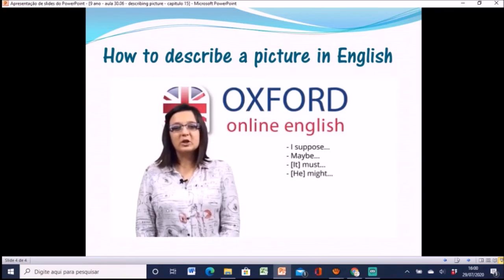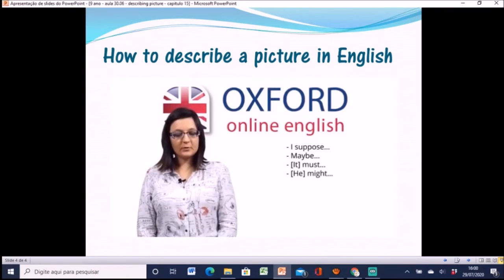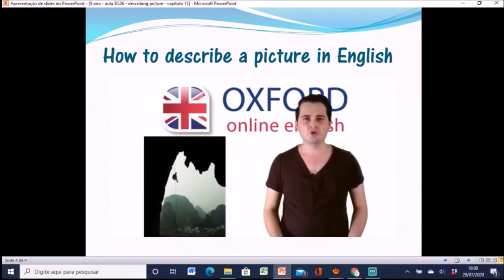Let's practice using these once more with another picture. Could you make 4 sentences using the useful language we just saw? Let's do an example together.